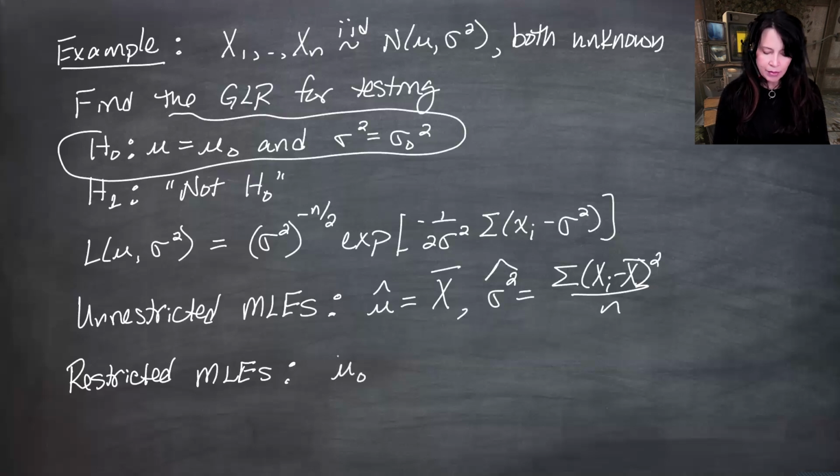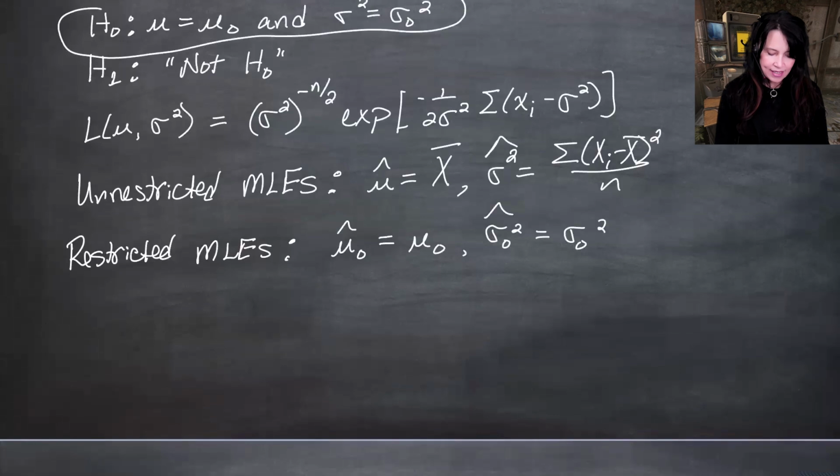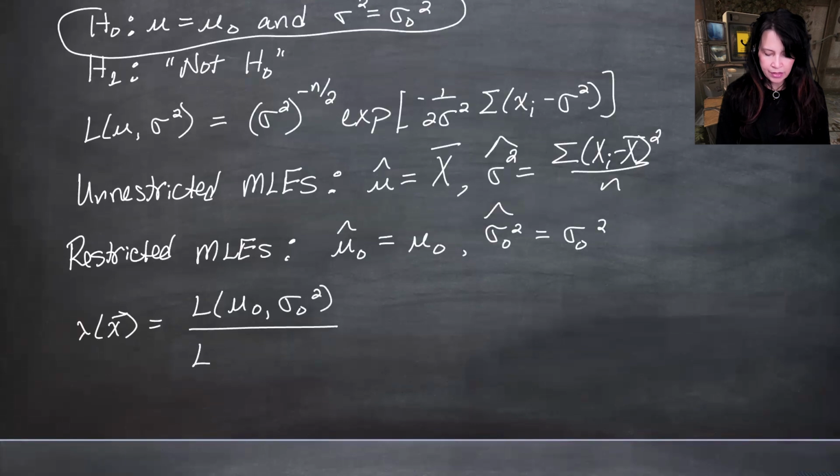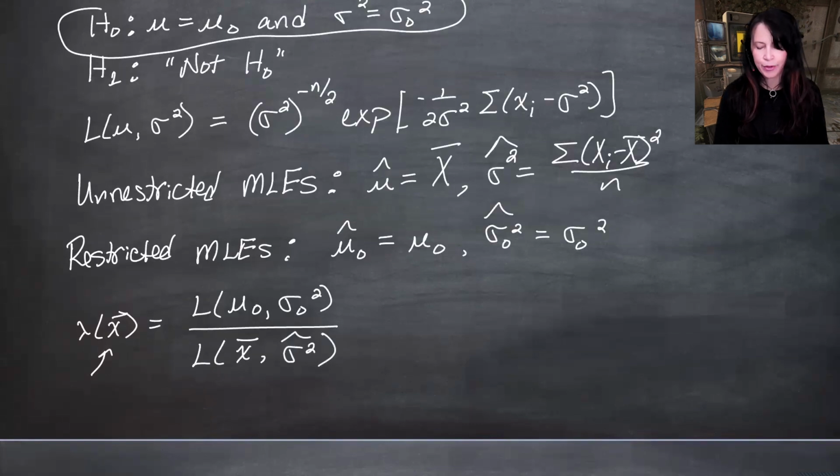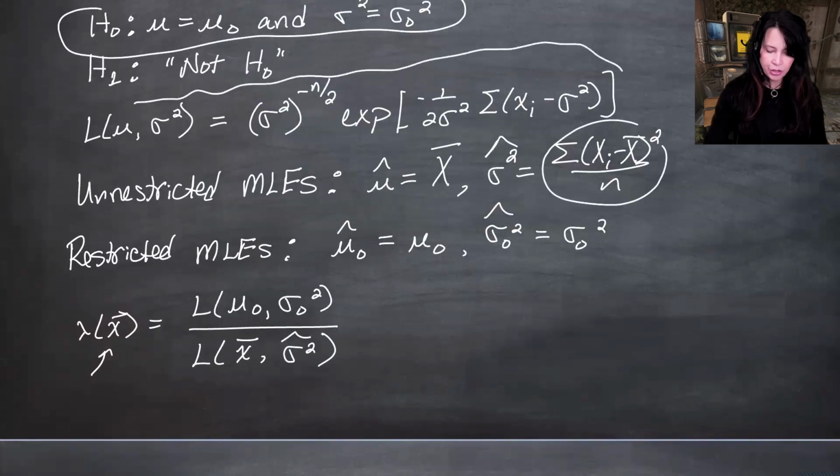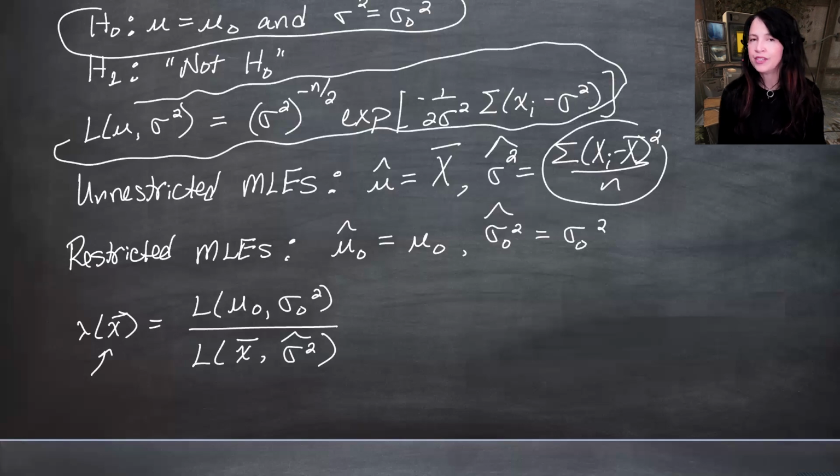So my mu naught hat, my restricted mean, is going to be mu naught, and my sigma naught squared hat is going to be sigma naught squared. And then the generalized likelihood ratio is the likelihood with the mu naught and the sigma naught squared plugged in over the likelihood with the x bar, and let me just write this as sigma squared hat, even though I didn't use a hat anywhere else. I don't want to plug that whole thing in. I'm not going to write this out. I think we're eventually going to do this example as well, but here's your function. So you can start forming that ratio, which is quite ugly, even for a simple normal distribution problem. We're going to get lots of practice simplifying those.